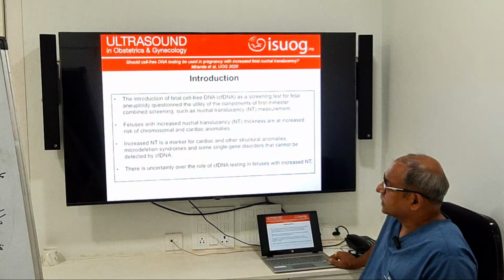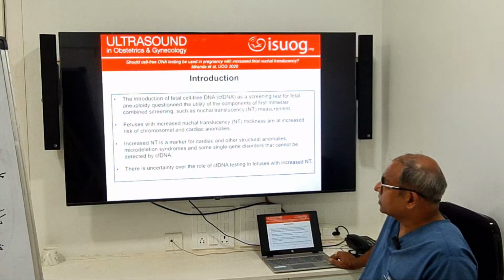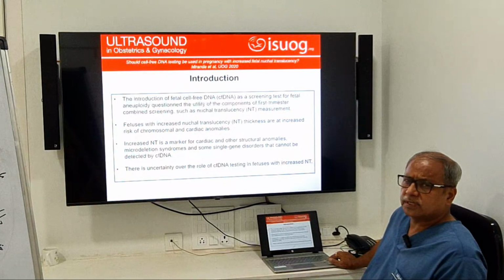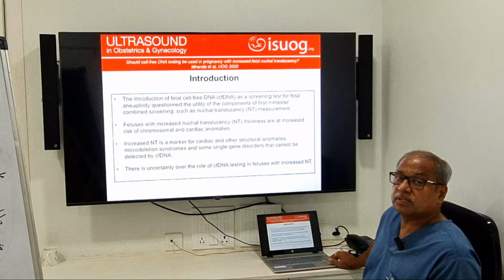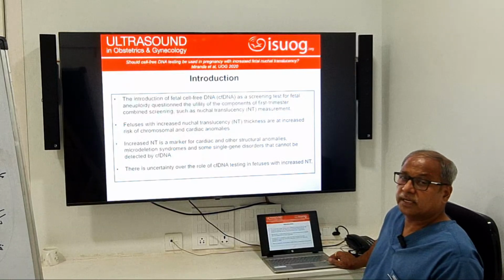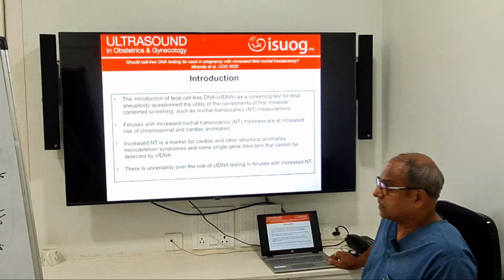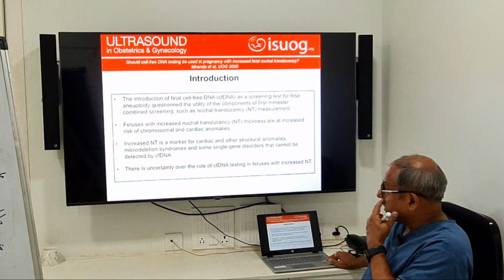detected by cell-free DNA. That means you can detect some of the aneuploidy, but other things which create an ultrasound-reported increased nuchal translucency are not always due to trisomy or aneuploidy. So there might be some other things hidden. If you take a decision with nuchal translucency and with cell-free DNA, and the cell-free DNA comes back euploid, then there might be something hidden inside the chromosome, called microdeletion syndrome or a single gene disorder. There is an uncertainty about the role of cell-free DNA in the fetus with increased NT.